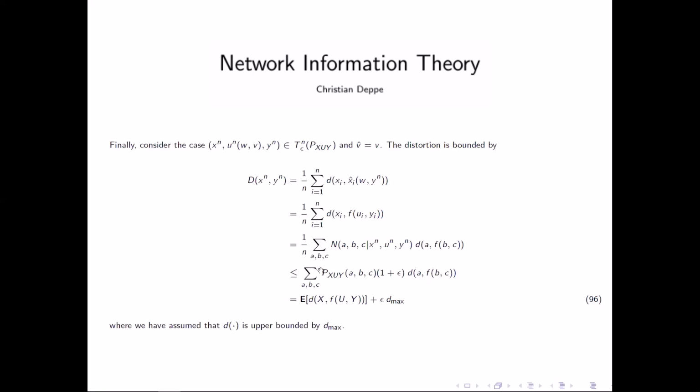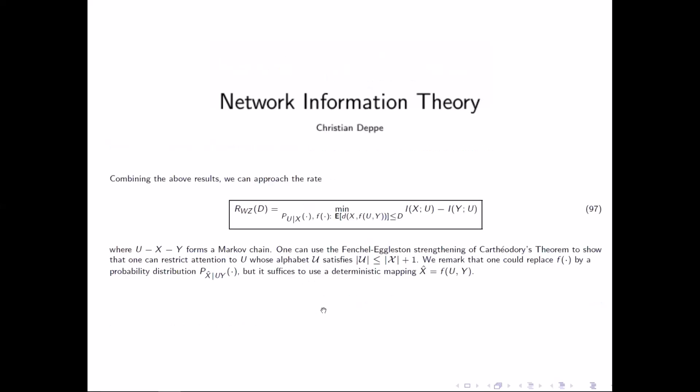Now we look at this, but this is exactly, if we put this times 1, the expected value of the distortion plus epsilon times d max. So of course, we can bound this by d max. That's one assumption we do have in general, that we can bound this with some d max. It cannot be infinity. And so we have the condition that in this case, the distortion is smaller or equal than the expected value of this distortion here.